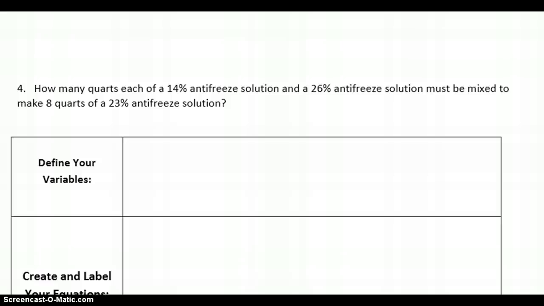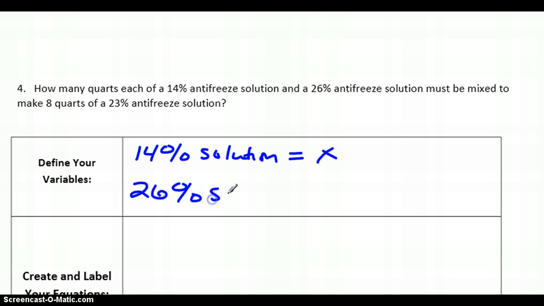This one's a mixture problem, similar to the mixture of tickets or the mixture of interest. How many quarts of a 14% antifreeze solution and a 26% antifreeze solution must be mixed to make 8 quarts of a 23% antifreeze solution? The two things we're mixing: we've got the 14% solution, don't know how much, so that's going to be one variable, say x. And we've got the 26% solution we're mixing, and that'll be the other variable, y.